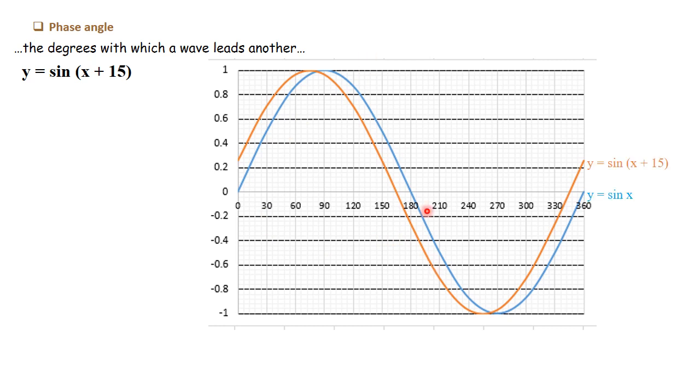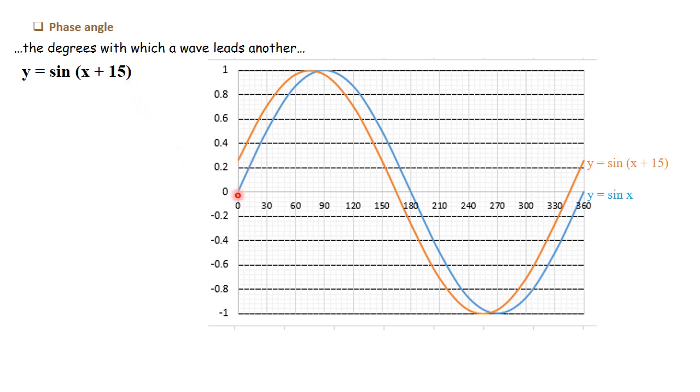So we have the two graphs. We have one, the blue one, is y = sin x. The other color there is y = sin(x + 15). So we would say this color that's close to red or yellow is leading the blue by 15.